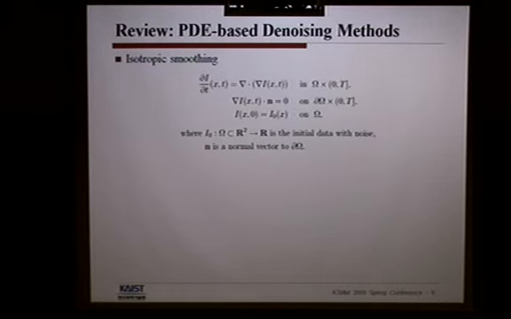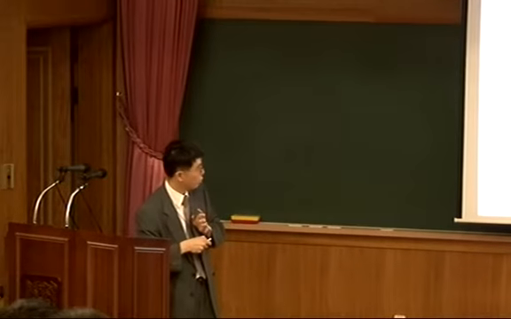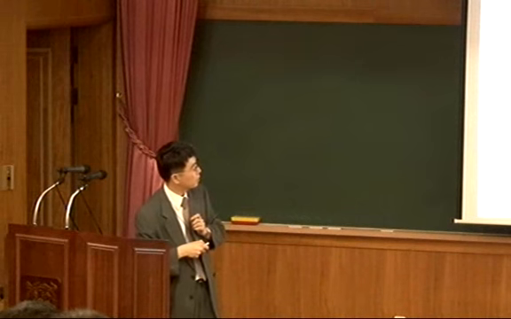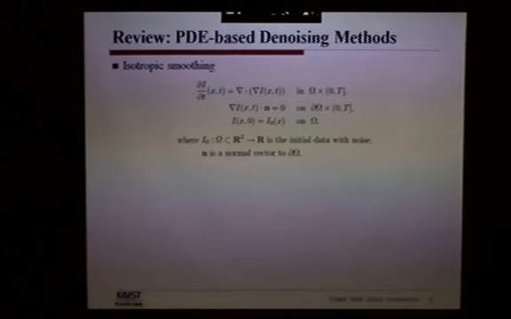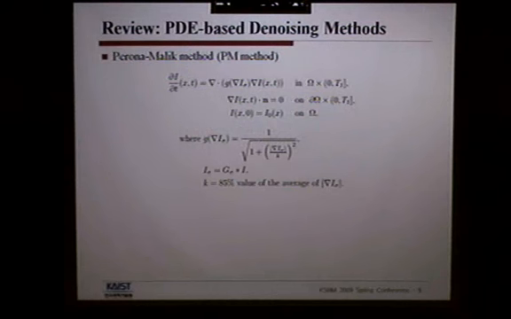In order to introduce the denoising method, we briefly review what is very standard in the denoising world. The simplest one is isotropic smoothing, which is just the heat equation. The second is the Perona-Malik model. In the Perona-Malik model, you have a different coefficient, a diffusion coefficient in the heat equation.